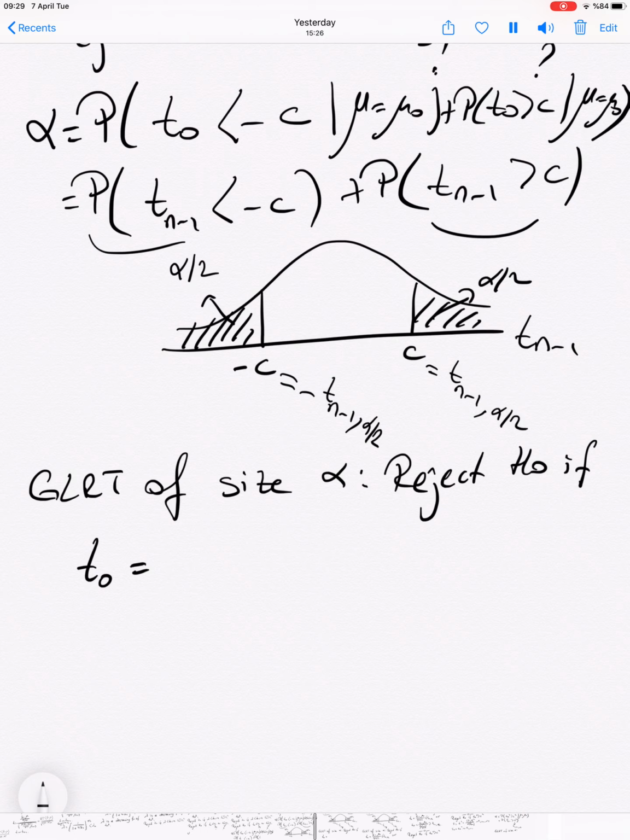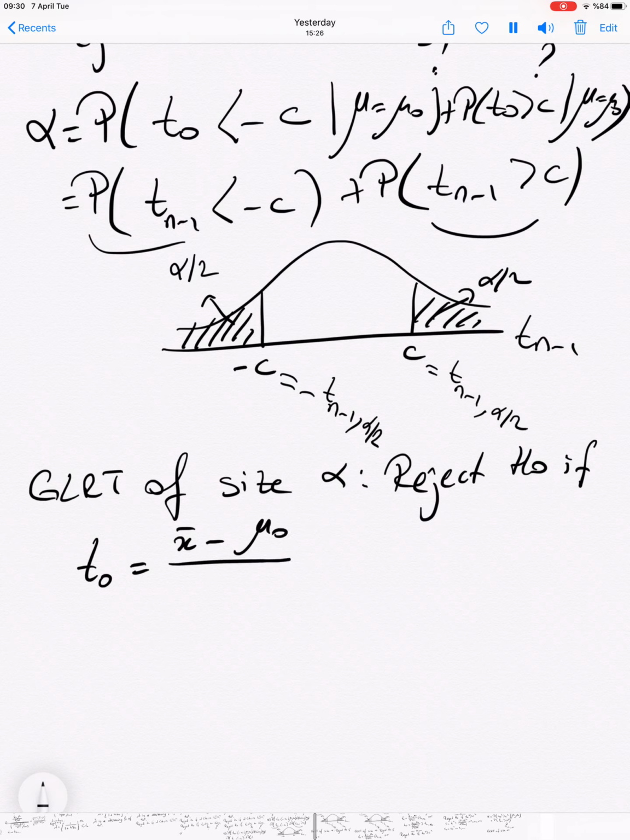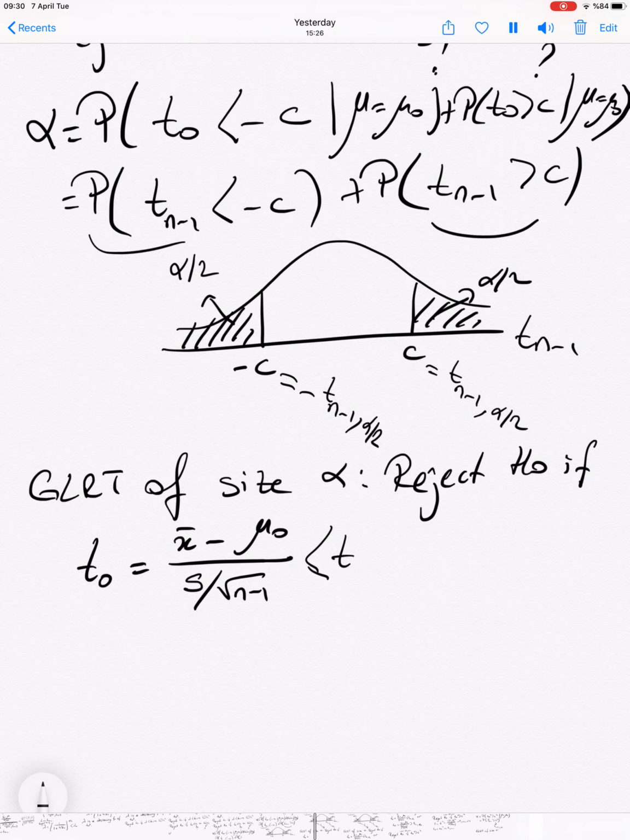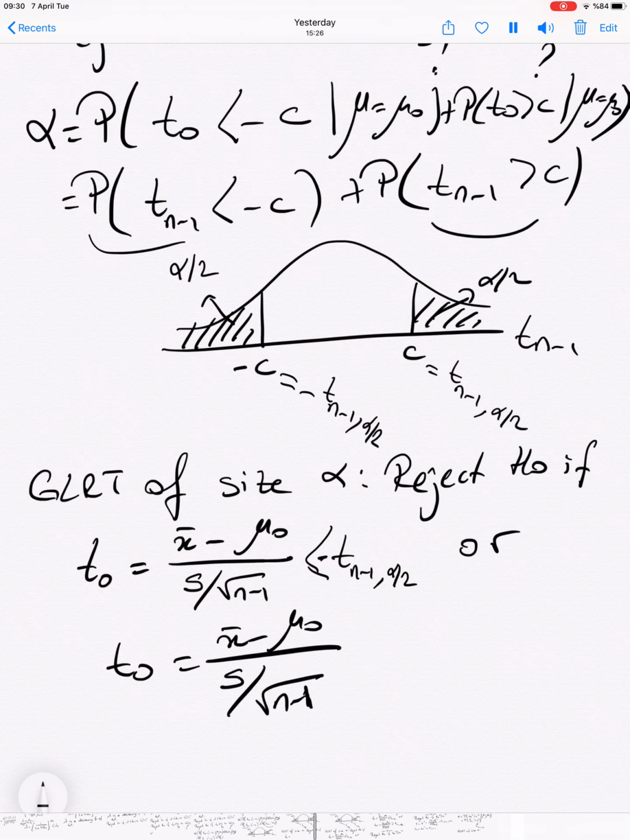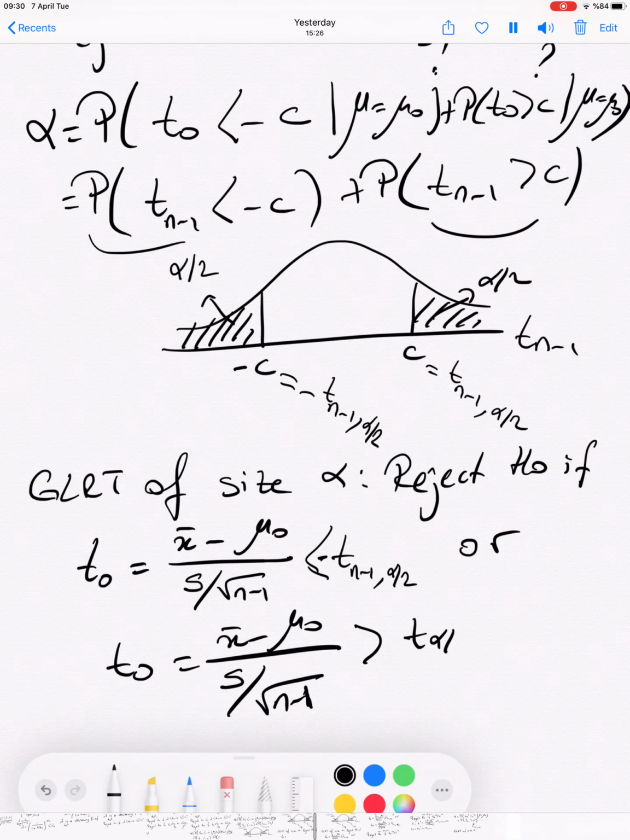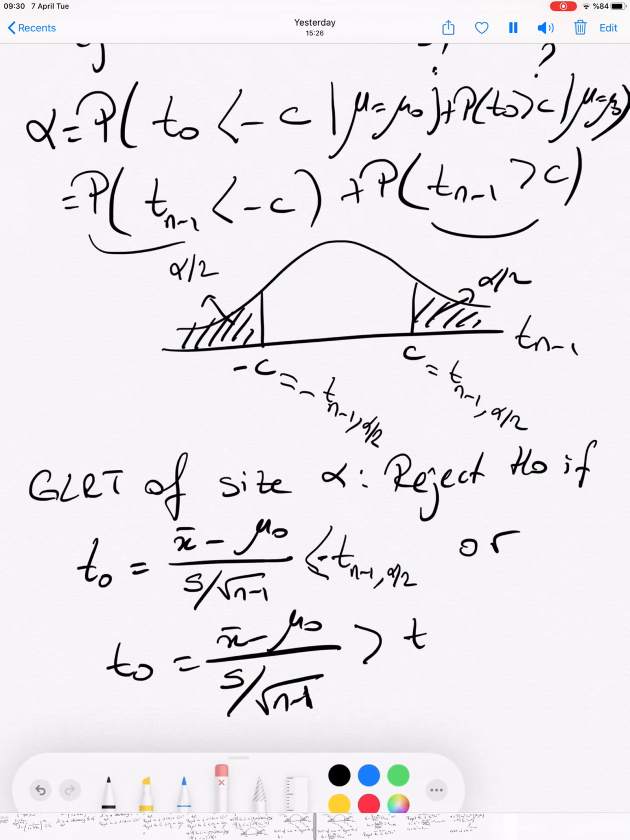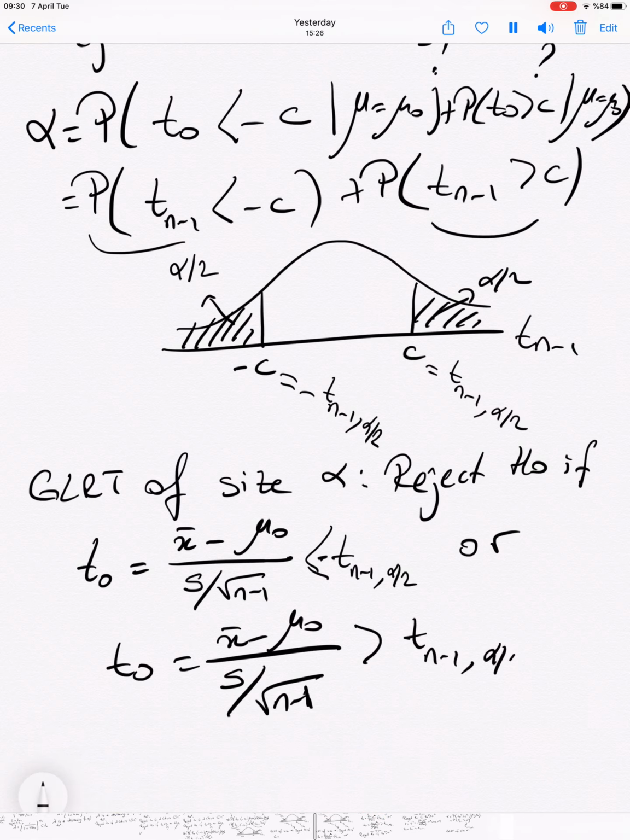What is t0? We can define our t0 as x bar minus mu 0 divided by s over square root of n minus 1, which is less than minus t n minus 1 alpha over 2, or where our t0, the same quantity, is greater than t n minus 1 alpha over 2.